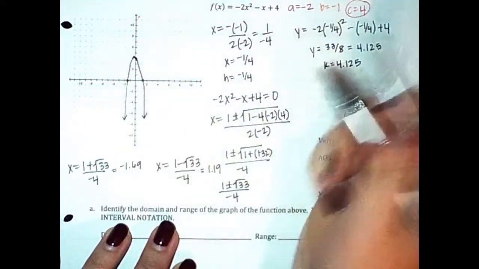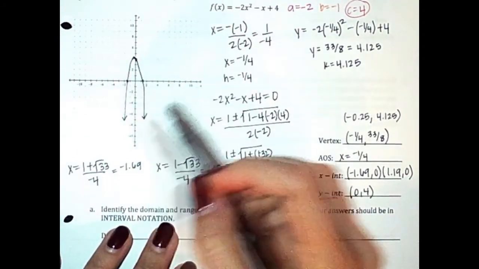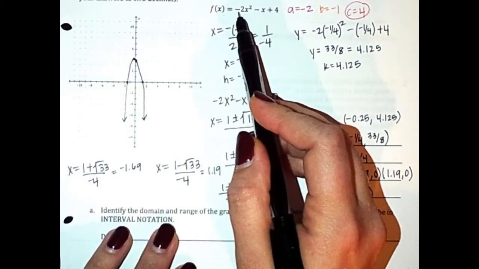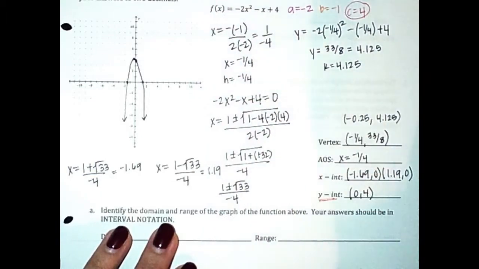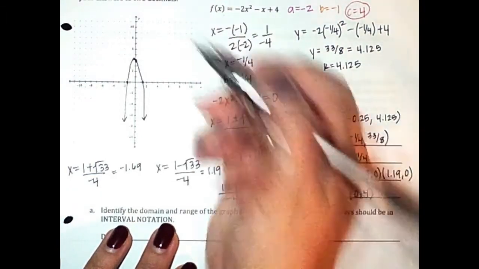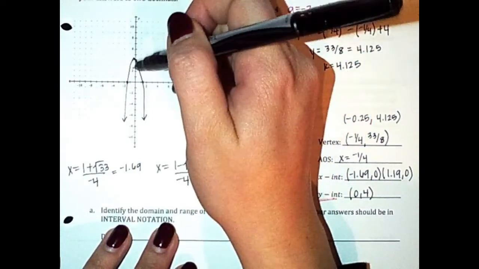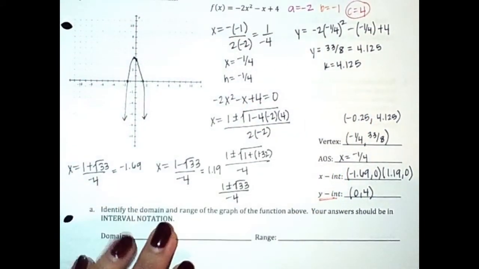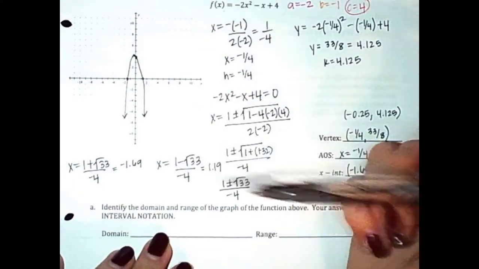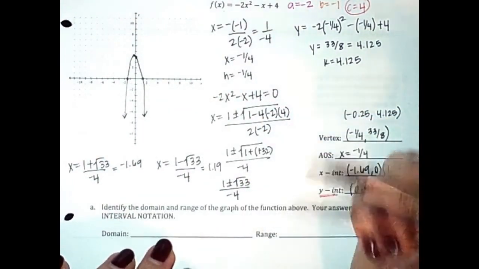And there's a few things we can look at. So it's facing down, which makes sense because we have a negative a. My axis of symmetry, so if you wanted to get more points, you're more than welcome to. You could reflect it over your axis of symmetry. And now looking at our graph, we can find our domain and range.